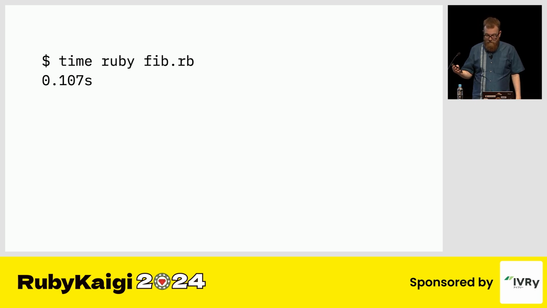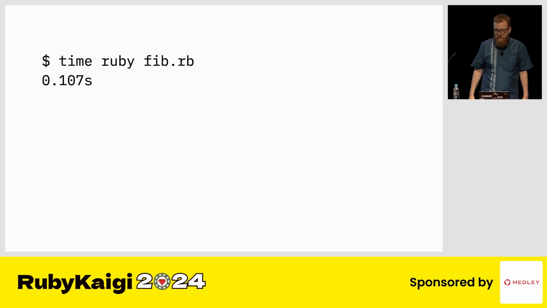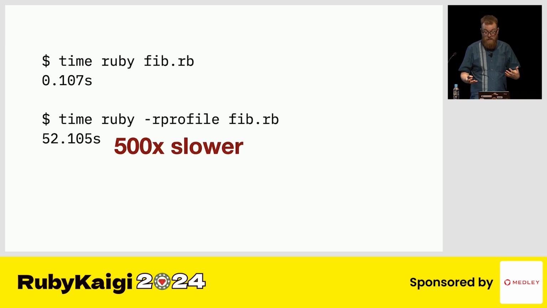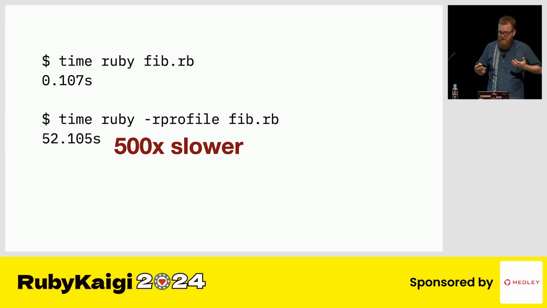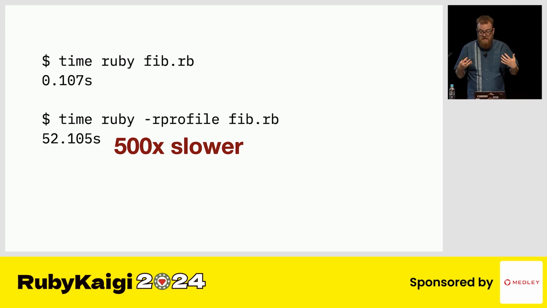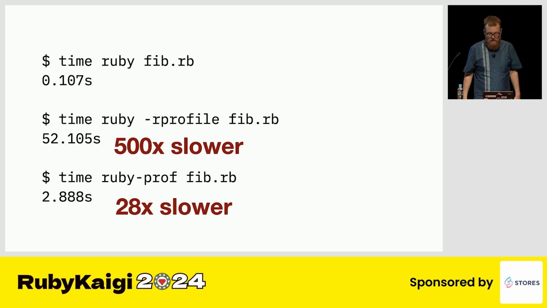So if we have a Fibonacci program, for example, that takes 0.1 seconds to begin with, and we run that with profile.rb, it's 500 times slower, which makes sense if you think that we're running an extra line of Ruby code for every line of Ruby code we run. But even if we implement this technique in C, it still ends up a lot slower. And there are two big problems with this. The first is that you're going to have a hard time running something this slow in production. You'll hit a timeout or impact users.